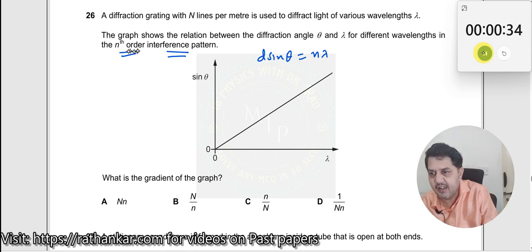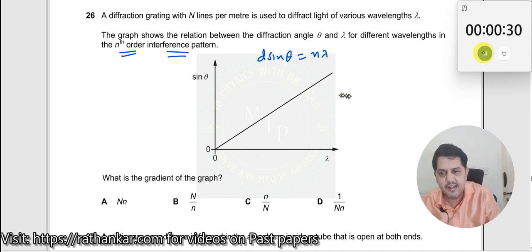Okay, the nth order is also here. What is the gradient of the graph? Gradient. What is gradient here? Difference in y values divided by difference in x values, which is sin theta divided by lambda.